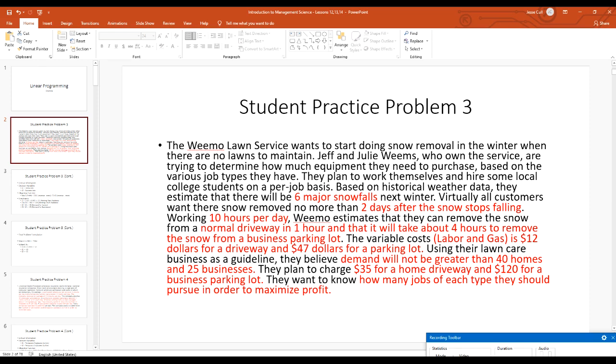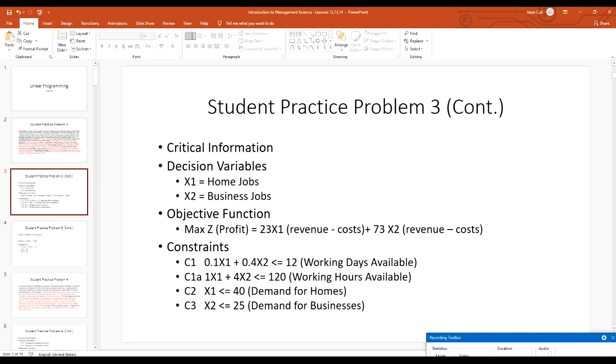The first step, as always, is highlighting our decision variables. To do that, we look at what is being chosen. In this situation, they're choosing how many jobs of each type they should pursue to maximize profit. So our decision variables become X1 is home jobs, X2 is business jobs.